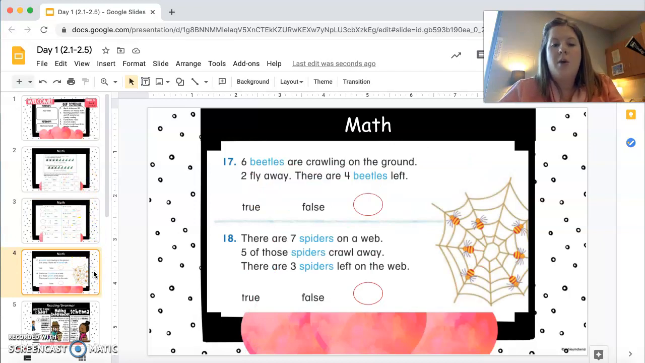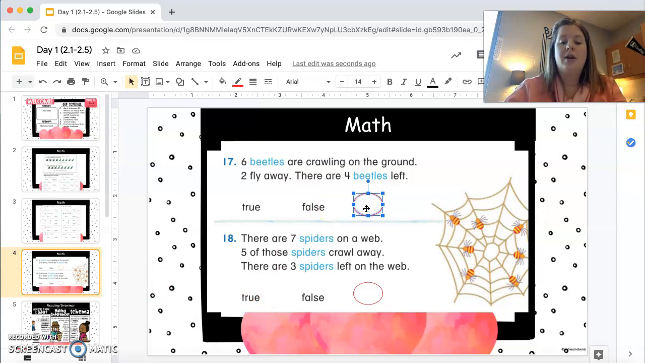All right, these are our word problems. It says 6 beetles are crawling on the ground. 2 fly away. There are 4 beetles left, okay? So you're going to take your little red circle right here and you're going to see if it's true or false. Again, get out a scrap piece of paper. Do 6 minus 2 equals 4. Is that true or false? So you can do 6 bubbles and take 2 away and see if there's 4 left. You could hold up 6 fingers, take 2 away and see if there's 4 left. Whatever you need to do to see if it's true, that means it's correct, or false, that it's not correct.